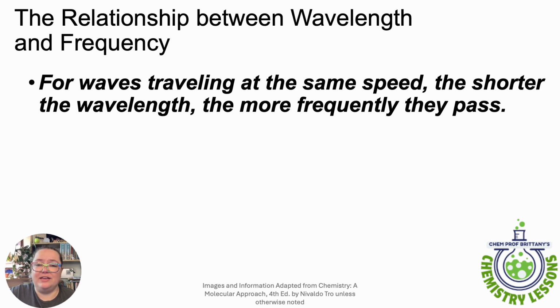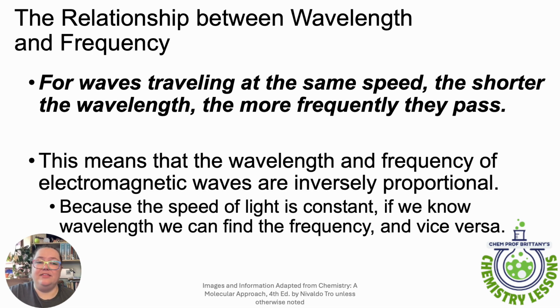So, for waves that are traveling at the same speed, like electromagnetic radiation, the shorter the wavelength, the more frequently they pass. I hope that feels like common sense to you. But what that means is that the wavelength and the frequency are inversely proportional, because the bigger the wave is, it can't get so many by as if we had a shorter wavelength. So because the speed of light is constant, if we know the wavelength, we can find the frequency and vice versa using this relationship.